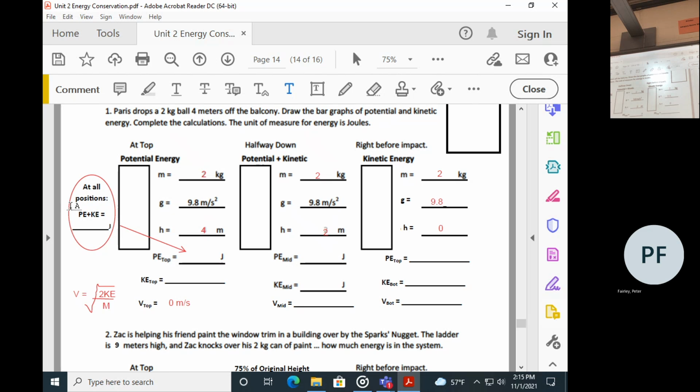I've already done the next one. These are actually easy. Then I'd like you to go back and color in those energy bars for that problem we just did the math on.